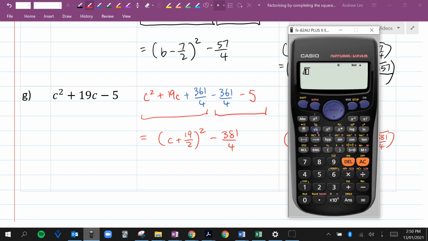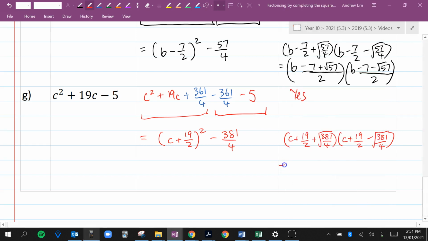Now I don't think we can square root 381. That's right. So my final answer will be c plus 19 plus root 381, just that bit, over 2, and c plus 19 minus root 381, that bit, over 2. And that's it for this video.